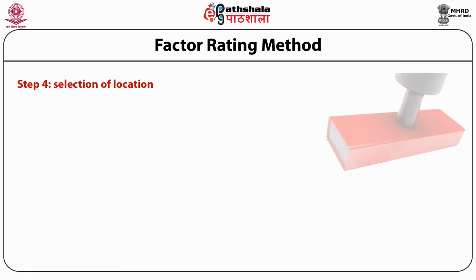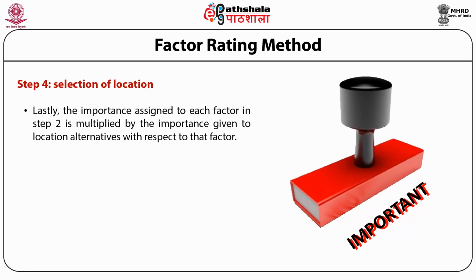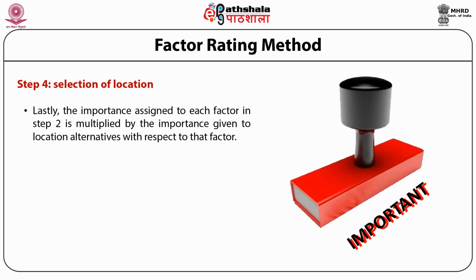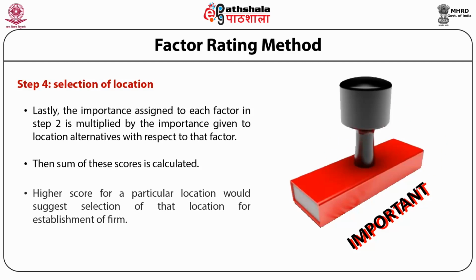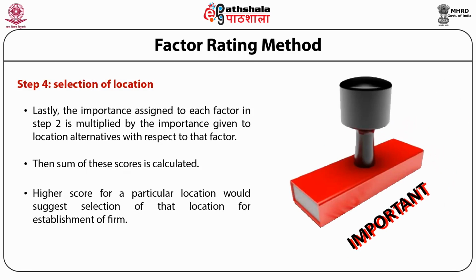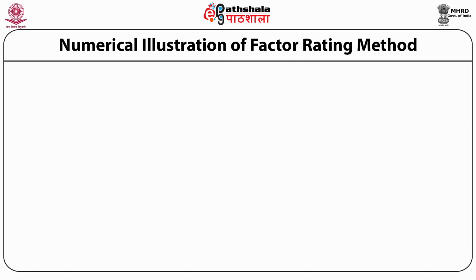Step 4 in this method is, the importance assigned to each factor in step 2 is multiplied by the importance given to location alternatives with respect to that factor. Then the sum of these products is calculated. A higher score for a particular location would suggest selection of that location for establishment of that firm. The factor rating method is illustrated in the following example.